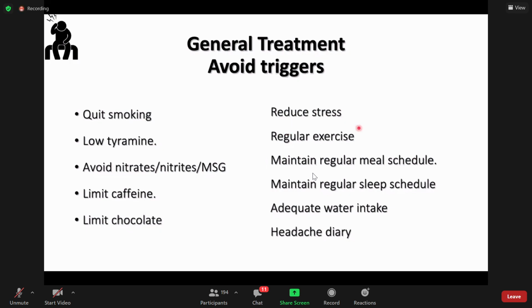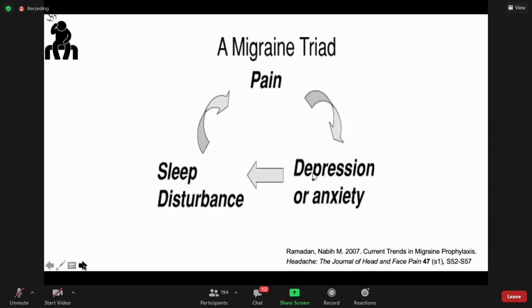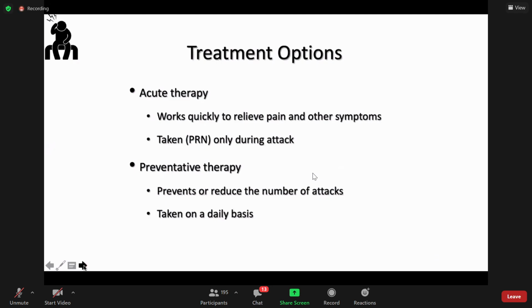Also, reduce stress, have regular exercise, and maintain a regular meal schedule, because hypoglycemia can trigger a migraine. Maintain a regular sleep schedule, because any change in the schedule may trigger migraine, and have adequate water intake. Keep a headache diary so the physician can tell how the treatment is going. There is a triad in migraine: the pain causes either depression or anxiety, and that may lead to sleep disturbance, and sleep disturbance in turn causes an increase of pain or more migraine attacks.